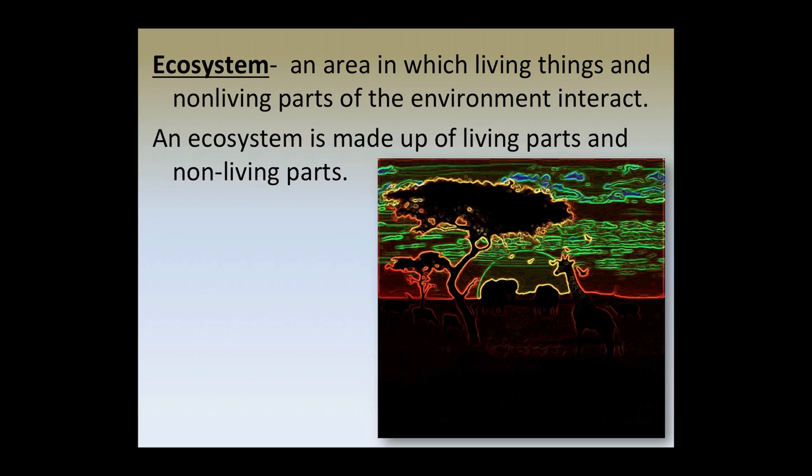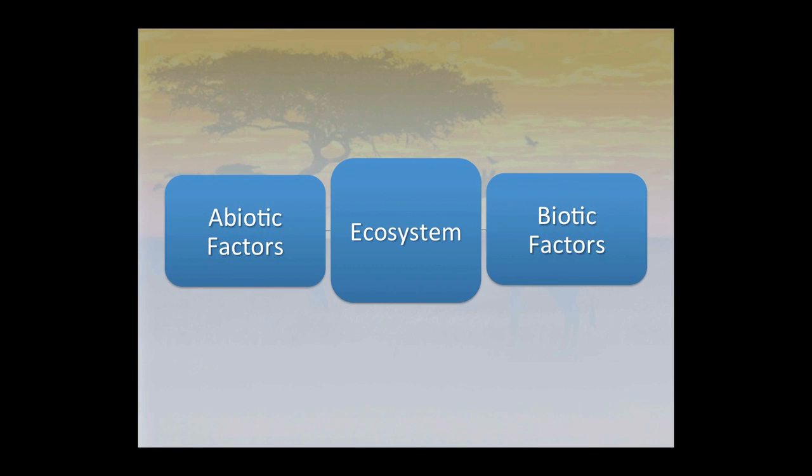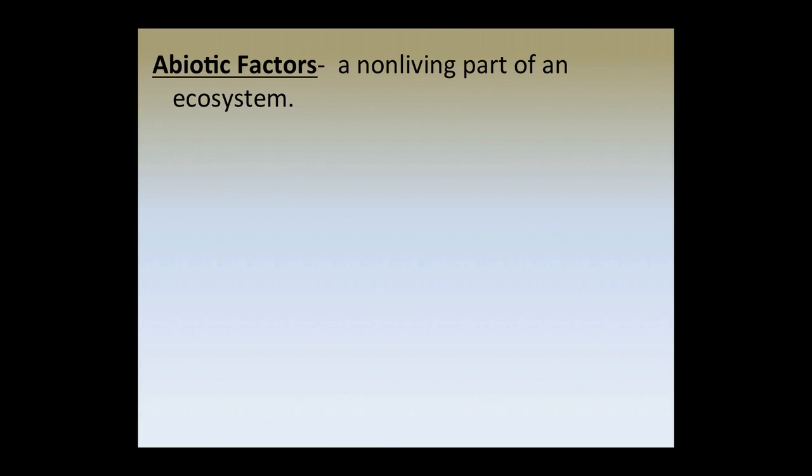Ecosystem: an area in which living things and non-living parts of the environment interact. An ecosystem is made up of living parts and non-living parts. We all know that. Let's talk about that as a whole. So you got this ecosystem here in the middle. That's everything inside this environment, where you got living things and non-living things. You got abiotic factors and you got biotic factors, and that's it. It's real simple. Let's talk about some abiotic factors. A non-living part of an ecosystem.